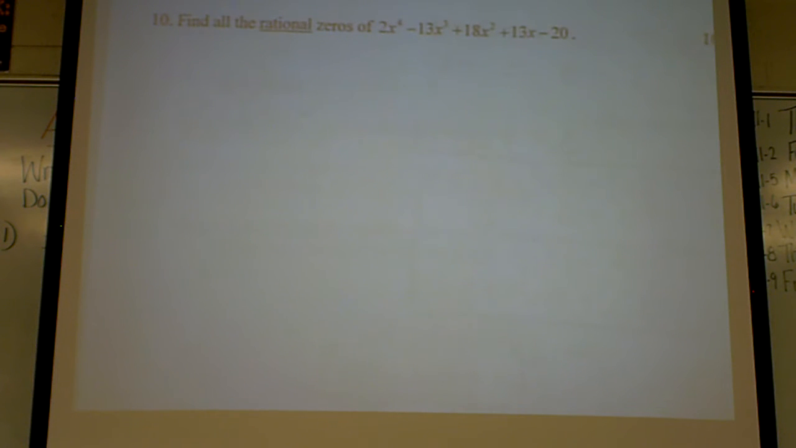Look at 10. Find all the rational zeros. Oh my god, what does that mean? Rational zeros. Please try checking every possible answer at the beginning so you get the last one. No square roots. It's fractions, and positive and negative.